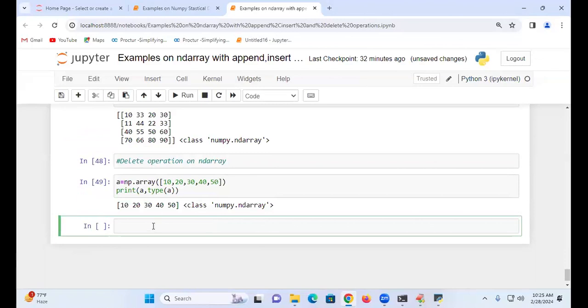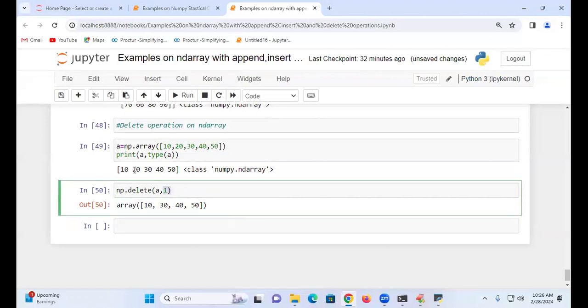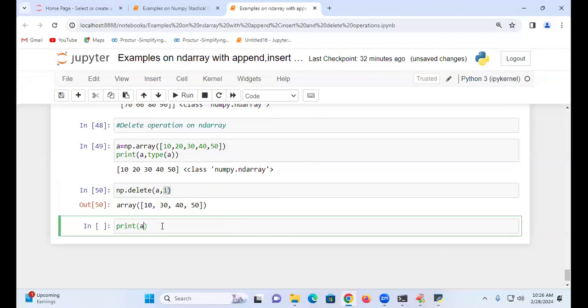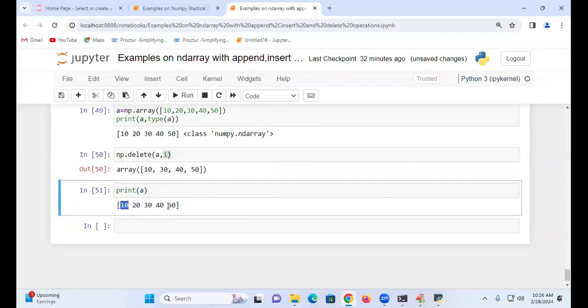np.delete of A comma. You need to specify the index; I am writing 1. So it will remove the index-based element, 20 removed. Now if I print A, the original data will print. Now I want to remove 10 and 50, or 10 and 40.